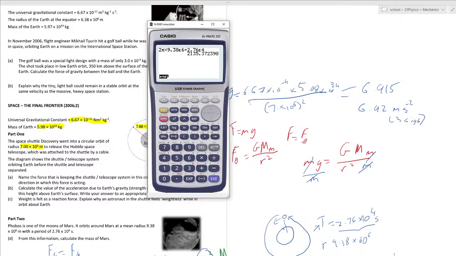Oh, I've just realized that you can't see the bottom of that screen. Shoot. Can I move that up?